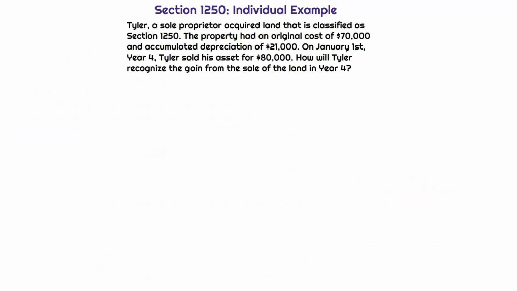Okay, so now let's take a look at a Section 1250 example, assuming that the taxpayer is an individual. So here we say that Tyler is a sole proprietor, meaning he's simply going to file his business taxes on Schedule C. So Tyler acquired land that is classified as Section 1250. So we're assuming that Tyler used this asset in the ordinary course of his business. So the property had an original cost of $70,000 and accumulated depreciation of $21,000. On January 1st, year 4, Tyler sold the asset for $80,000. How will Tyler recognize the gain from the sale of the land in year 4?